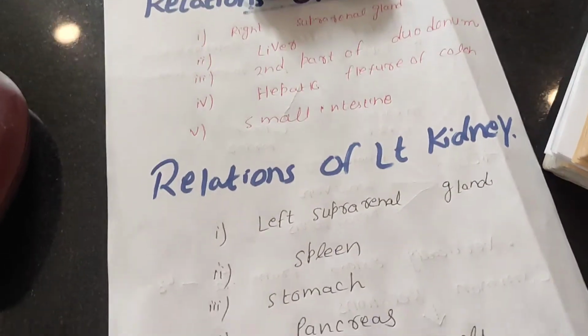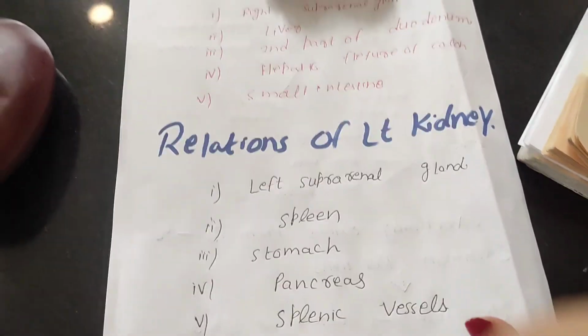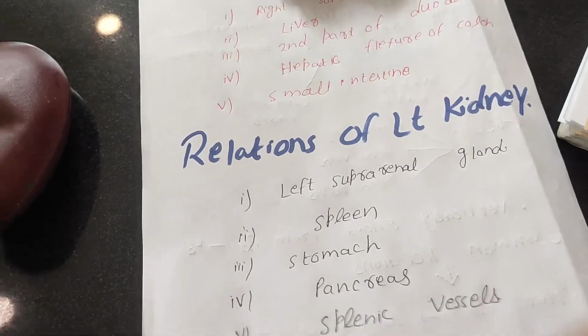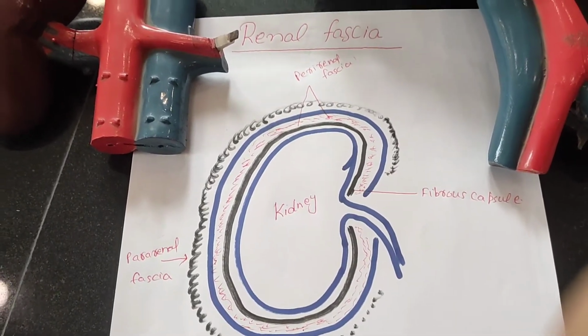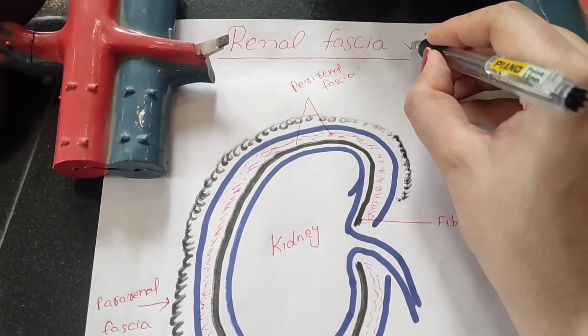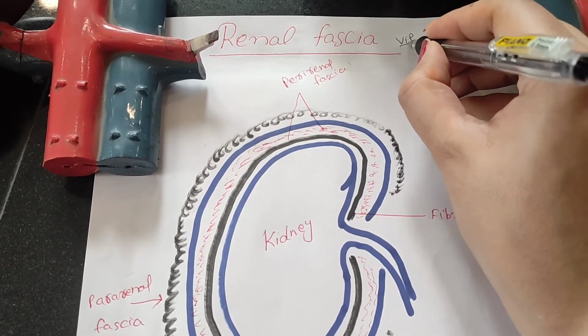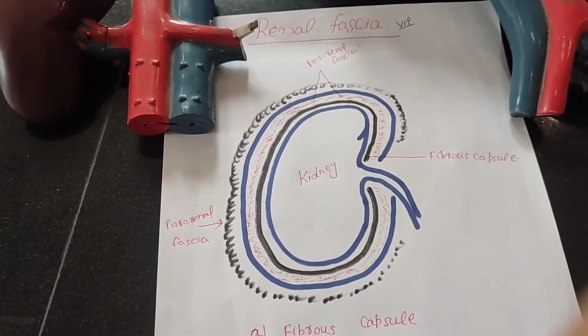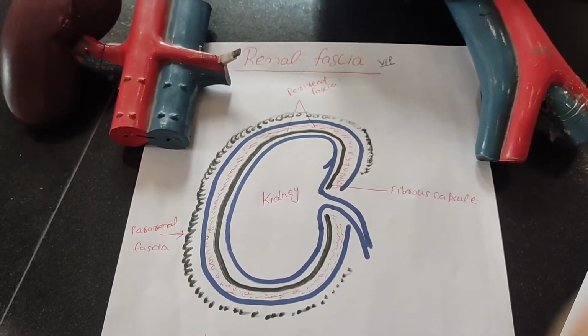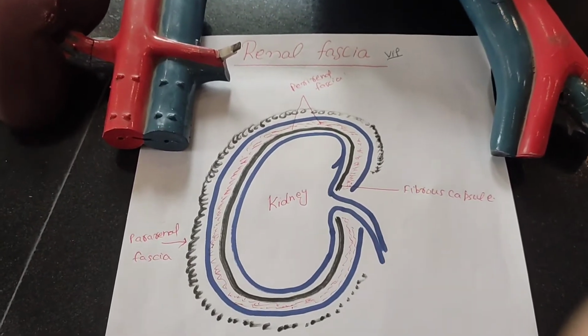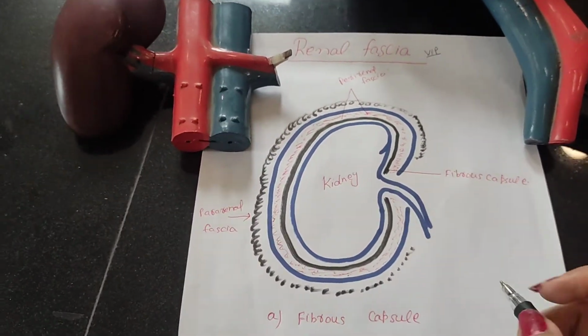After that comes the capsules or coverings of the kidney, which are very important and frequently asked in UHS. Now it's a turn for the renal fascia. Please note it down. It's a VIP question and you need to be very much attentive while listening to the lecture of the renal fascia. If you do not get the concept clearly, you cannot cram it up. So you need to understand the concept fully.